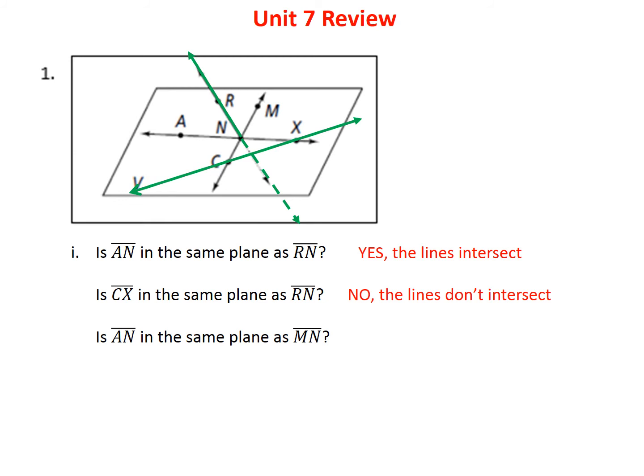The last one, the line segment AN, is it in the same plane as MN? Well, there's AN and there's MN, and you notice they're both on the paper V, and they both intersect. So if the lines intersect, they're also going to be in the same plane. So that would be a yes for those two.